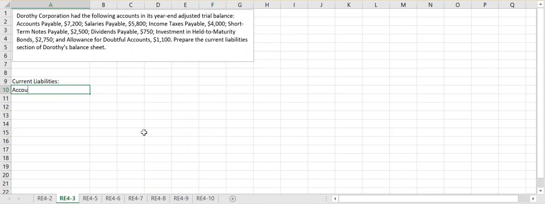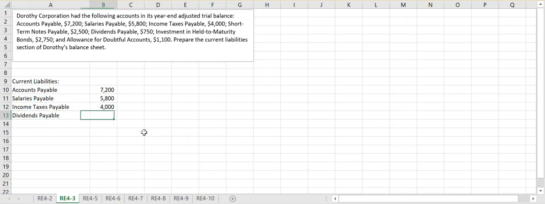So we start off with our accounts payable. And our accounts payable, we are expecting $7,200 is how much we're going to have to pay out within a year. Our salaries payable, what we owe to our employees at the end of this current year is $5,800. We have our income taxes payable in total of $4,000.